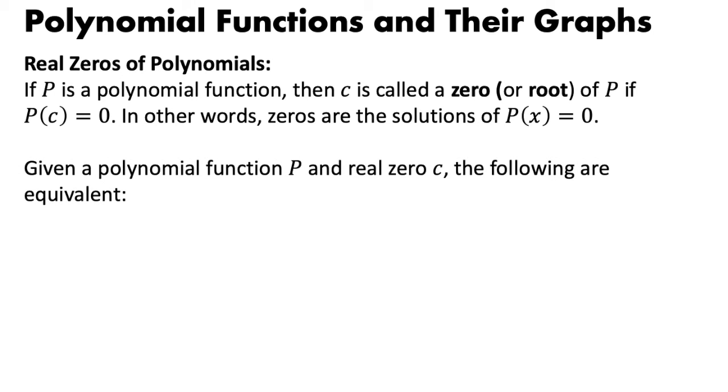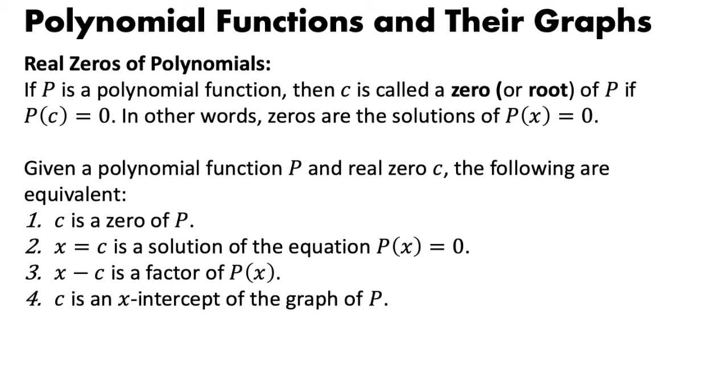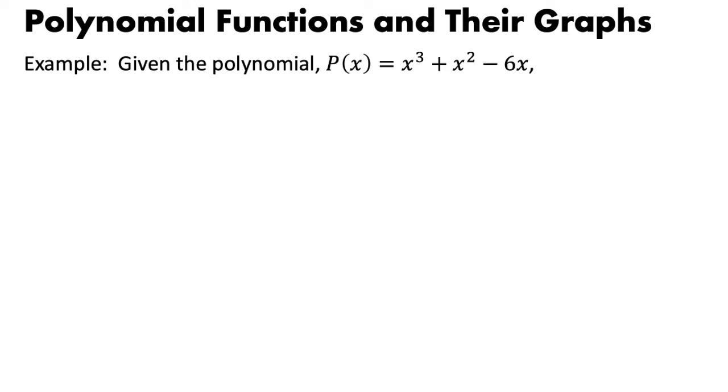Given a polynomial function p and real zero c, the following are equivalent. c is a zero of p, or x equals c is a solution of the equation p of x equals 0, or x minus c is a factor of p of x, or c is an x-intercept of the graph of p.